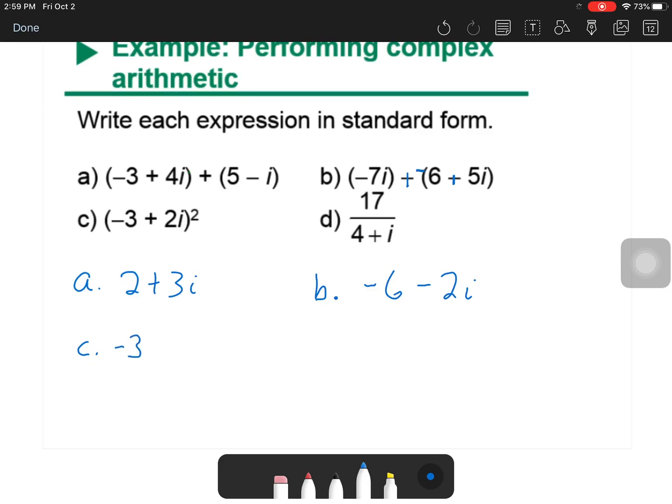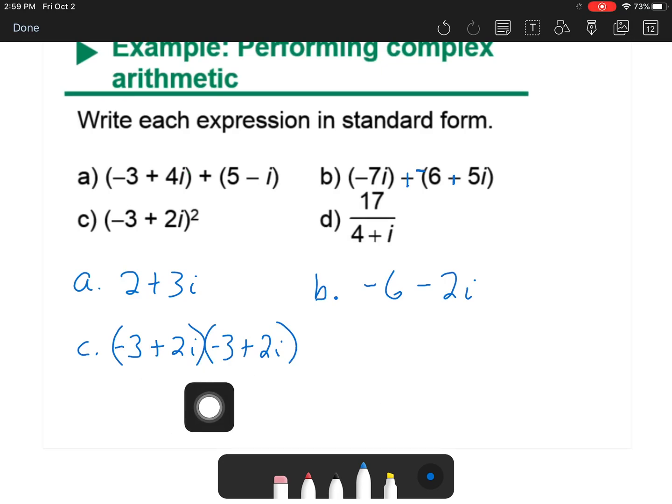Okay, so for C, -3 plus 2i, and that's quantity squared. I'm just going to write it out as a multiplication since I'm squaring it, just to kind of talk through the steps of squaring a binomial. So we basically have to FOIL this out again. So we're going to take -3 times -3, and so we get +9 there. And then the outer and inner products, right? So -3 times 2i, -3 times 2i. Each of those is -6i, so I'll have -12i.